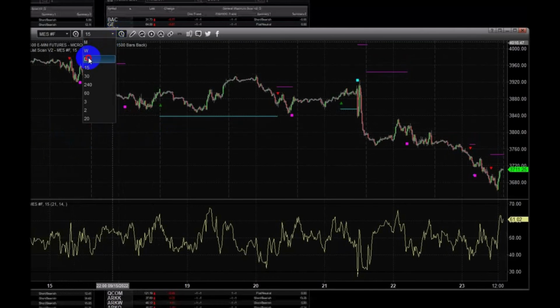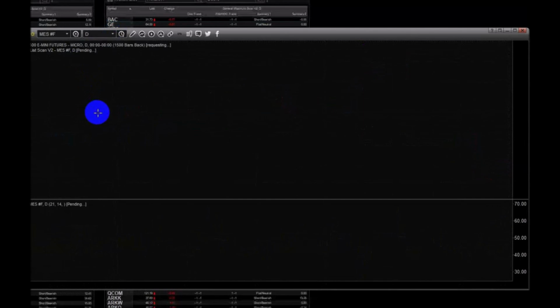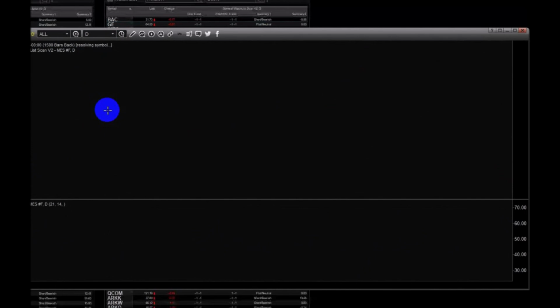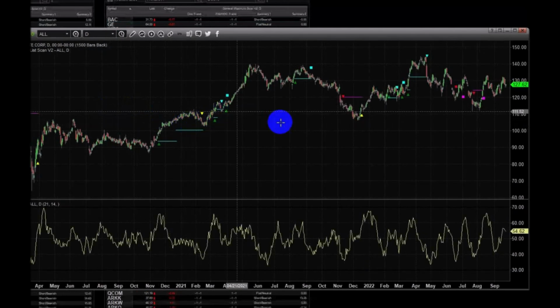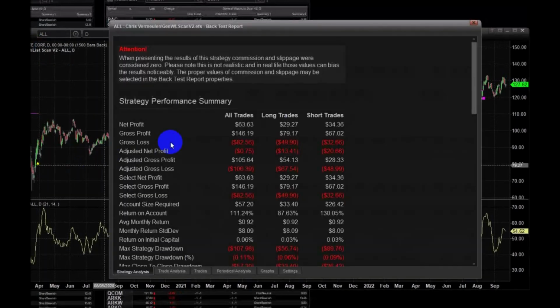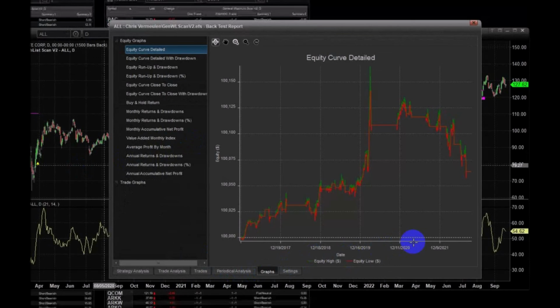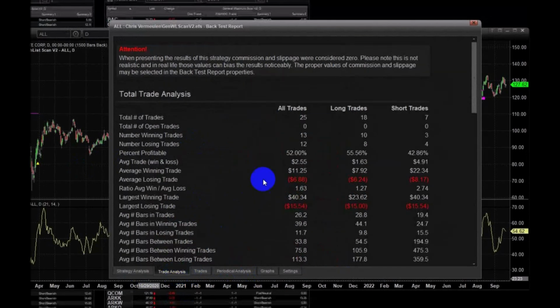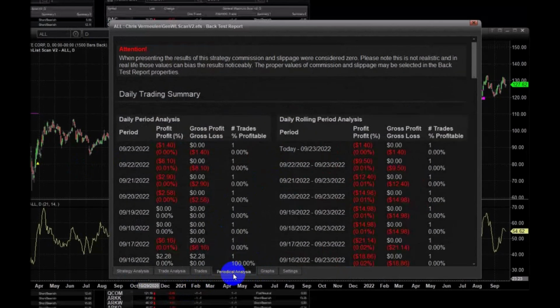And that is if we come to daily, and for example, we come to something like Allstate. You take a look here, and this is Allstate, and I'm not saying this is going to be perfect, but what I'm saying is that this is the equity curve for Allstate going back on a daily basis, and the strategy analysis is that it is 52% accurate.